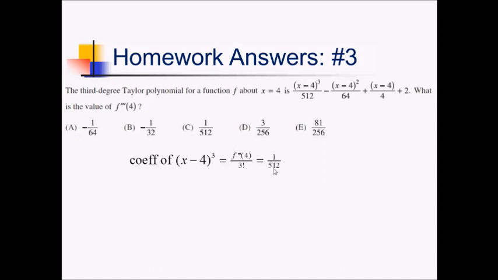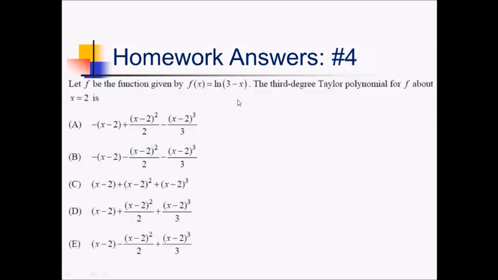All I have to do now is solve for f triple prime of 4. I can do that by multiplying both sides by 3 factorial, and that's actually just 6. So we have 6 over 512. And unfortunately, that is none of the answer choices, so we're going to have to reduce this to match. These can both reduce by, let's see here, at the very least 2. So half of 6 is 3, half of 512, you might have to do some long division, but it ends up being 256. So we have 3 over 256, which is going to give us answer choice D.